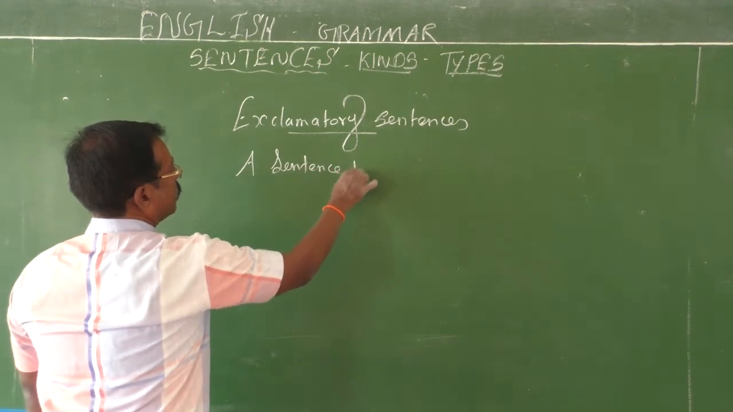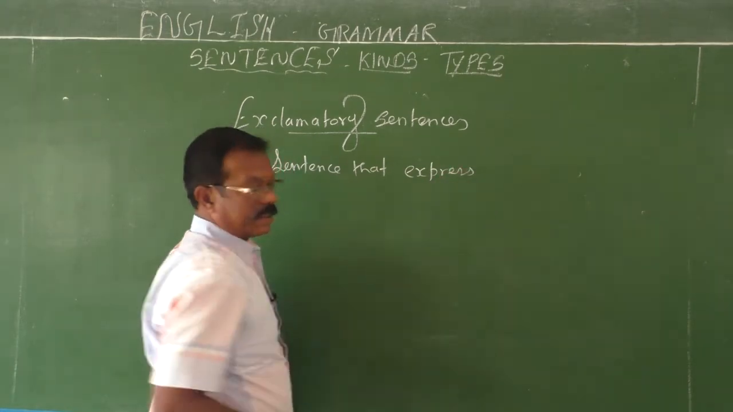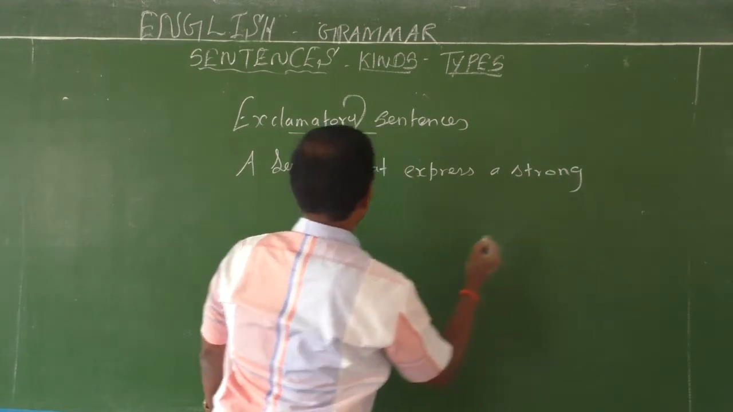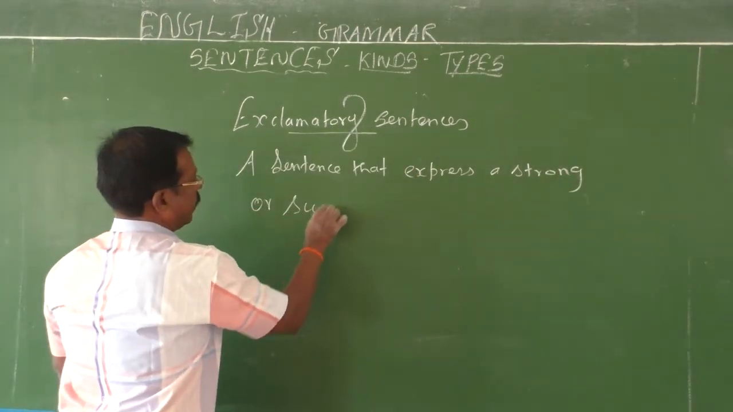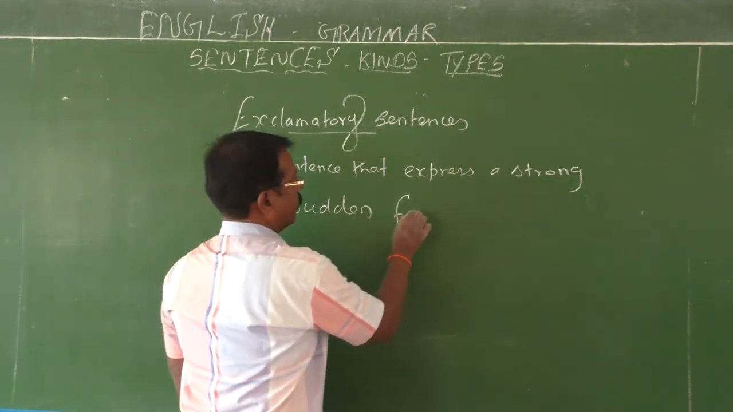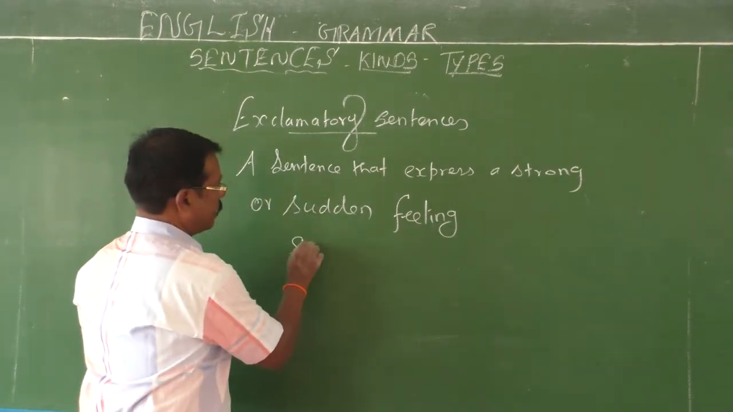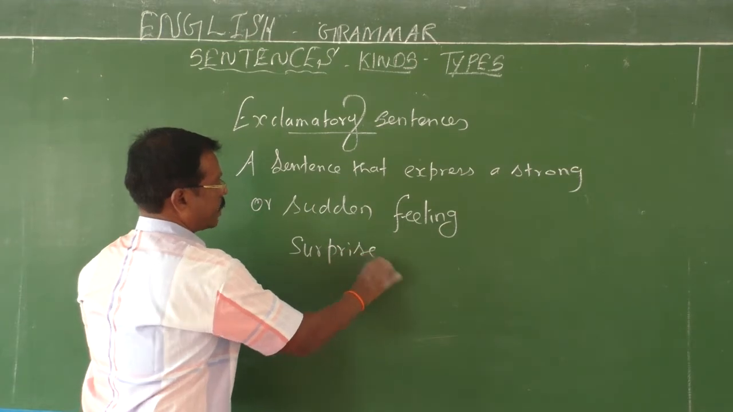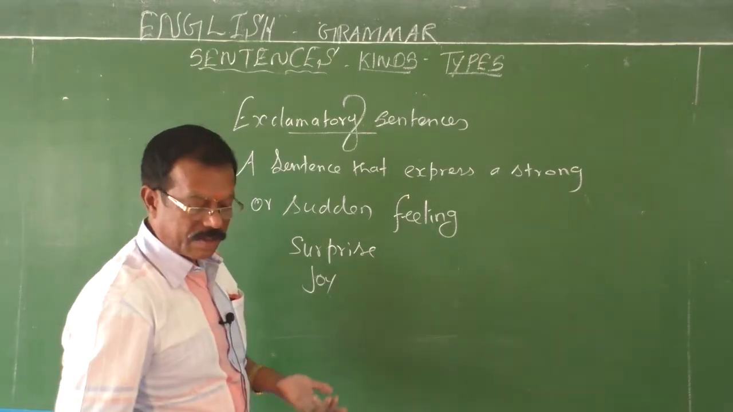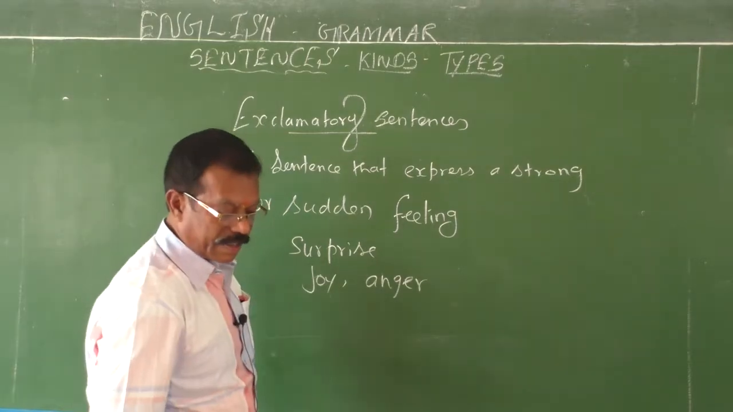A sentence that expresses a strong or sudden feeling such as surprise. Surprise can be expressed through exclamatory sentences. Joy can be expressed through exclamatory sentences. Anger can be expressed through exclamatory sentences, etc.